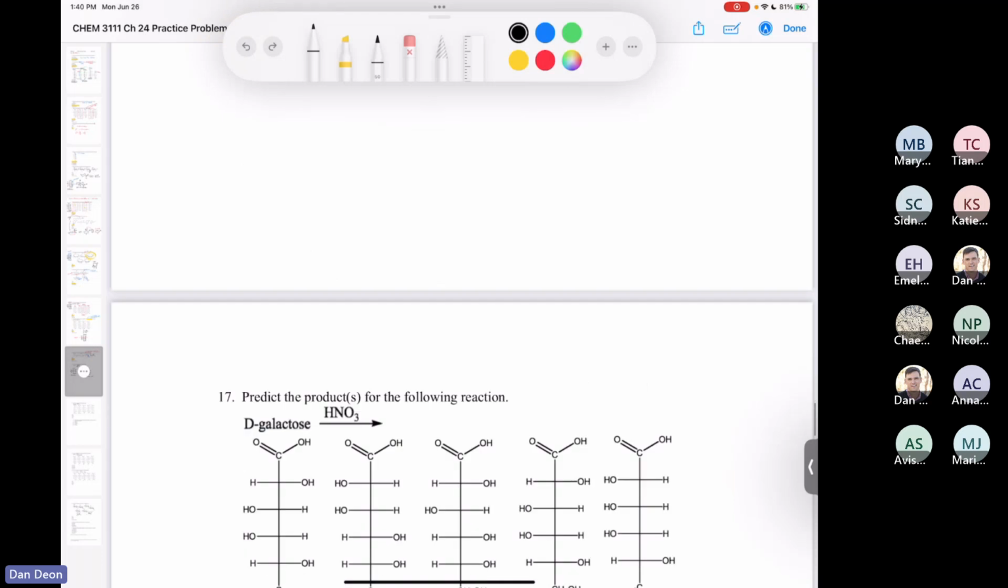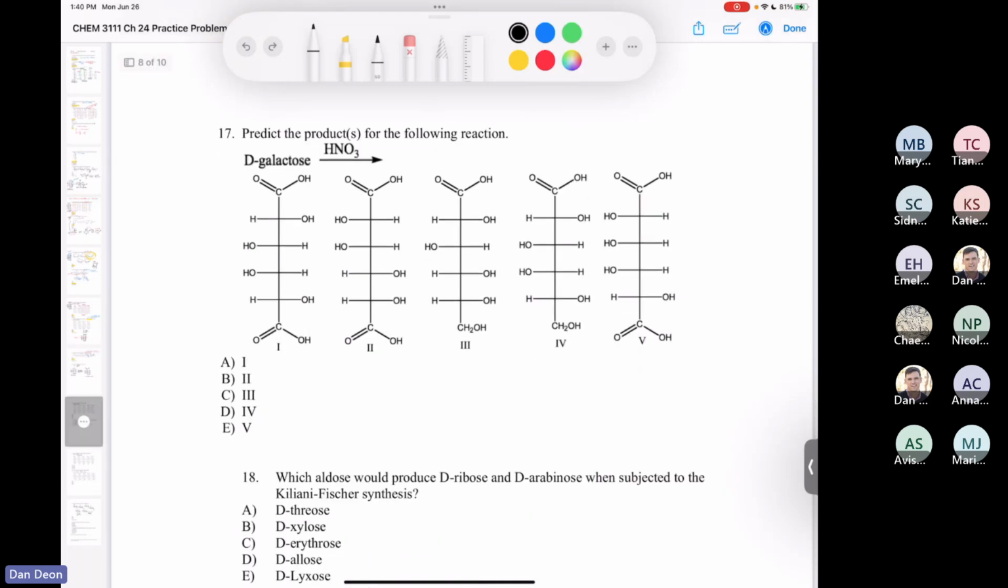Hey, what do you know? It's in the next problem. All right, so predict the products for the following reaction. So this one, we're going to take the compound, treat it with nitric acid and water. So it's D-galactose that we're starting with, so we could practice our drawing of D-galactose, which is this compound. We drew it earlier today. So we have this, so 1, 2, 3. So D-galactose looks something like this, if my memory serves me correctly.